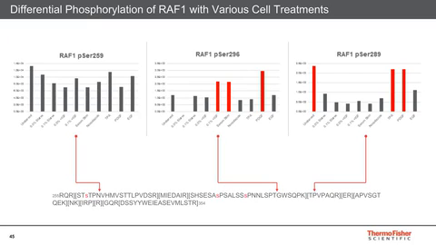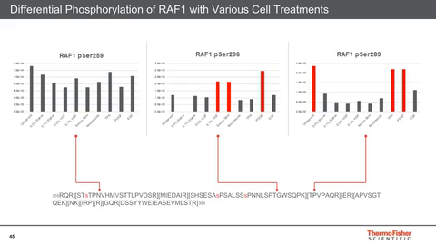TMT11-131C was used to label a portion of each sample to serve as a pooled reference channel for relative quantitation. After labeling, samples were combined before phosphopeptide enrichment using the SMOAC method and high pH reverse phase fractionation before LCMS analysis using the Orbitrap Fusion Lumos mass spectrometer with the SPS MS3 method for data analysis.